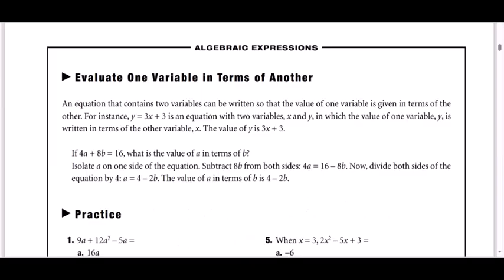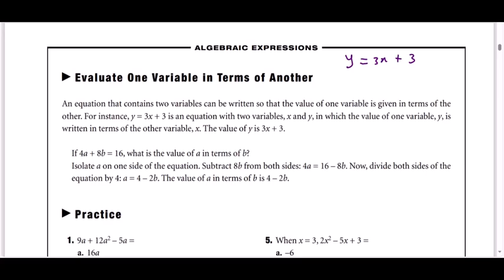So let's say, for instance, we have y is equal to 3x plus 3, and you are being asked to solve for x. All you have to do is to isolate x or make x stand alone. So to isolate x, you have to subtract 3 from both sides, or you simply collect like terms by moving 3 to the left hand side.